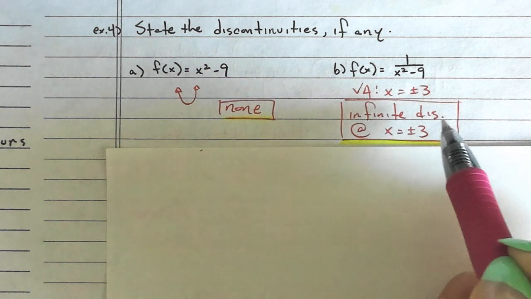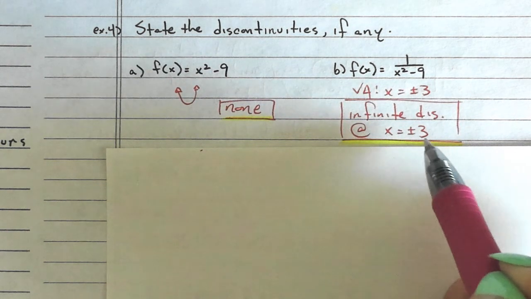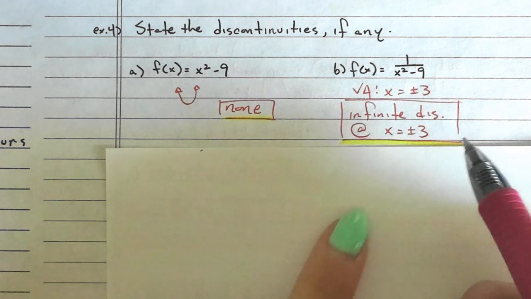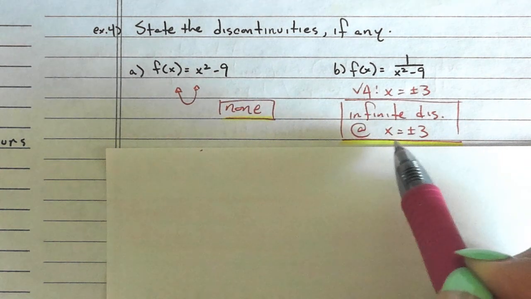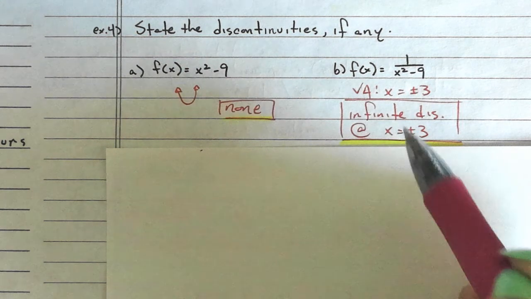They're infinite discontinuities at x equals plus or minus 3. Okay, because those are lines. Those are two lines, which are the vertical asymptotes.